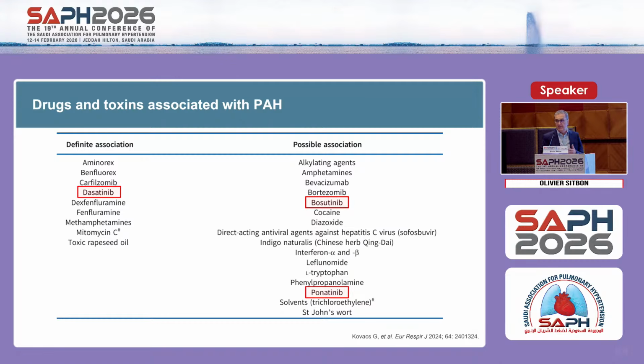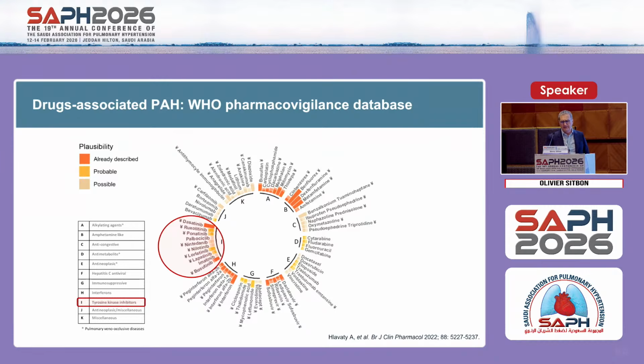But also bosutinib and ponatinib, which are other tyrosine kinase inhibitors, may be associated with the development of pulmonary arterial hypertension. And this is the representation of the pharmacovigilance database. You have drugs like fenfluramine and dexfenfluramine with a definite association that has already been described with developing pulmonary arterial hypertension. But among the tyrosine kinase inhibitors, we have dasatinib, which is clearly described as having an association with pulmonary arterial hypertension, but also possibly other drugs, not imatinib.